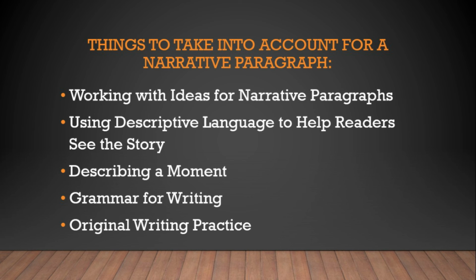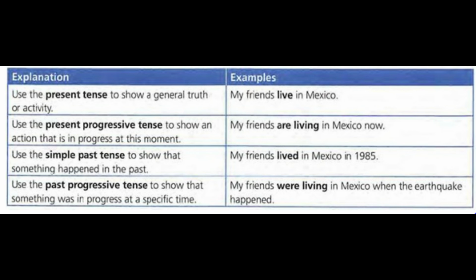Next, grammar for writing. When writers tell a story, they usually use the simple past tense and perhaps the past progressive tense. We need to be careful to keep the verb tense consistent, or the same. For example, if the story begins with the simple past tense, we don't suddenly switch to simple present and then go back to simple past tense. A narrative paragraph tells events in chronological order, so it is important to link one event to another. And a writer needs to use transitional words.